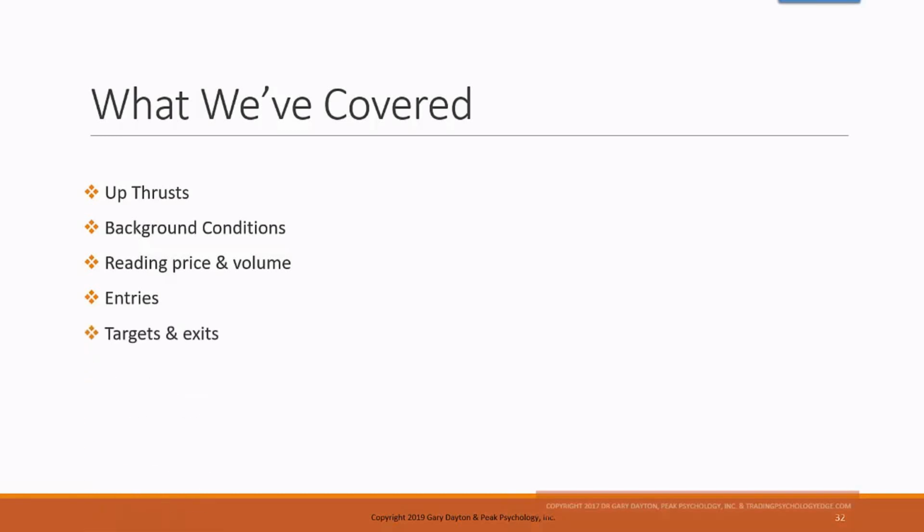We've covered a lot of ground in this short video. We certainly have talked about upthrusts and the ways that they can emerge in the charts. We've spent a lot of time on background conditions, the obvious stuff and the not so obvious stuff. That's important to understand. Some of the subtle things are reading price and volume, which we did both in terms of the Weiss wave and also in terms of normal price bars and our normal volume. We talked about entries, using that key reversal bar as a good entry. We talked about targets and exits, when to exit.